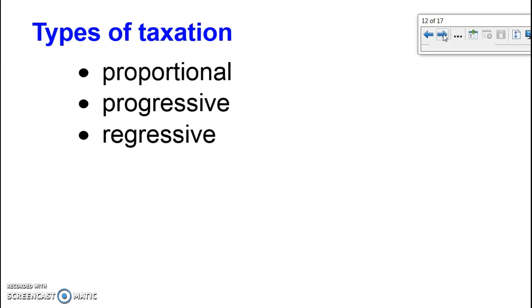You probably remember from economics class about the types of taxation. Those are defined based on the relationship between what you pay and your income. So proportional tax is where everybody pays the same percentage of their income. There really isn't a pure proportional tax, but FICA is proportional, at least up to the cap. Everybody pays the same percentage until the cap, and then it becomes regressive.